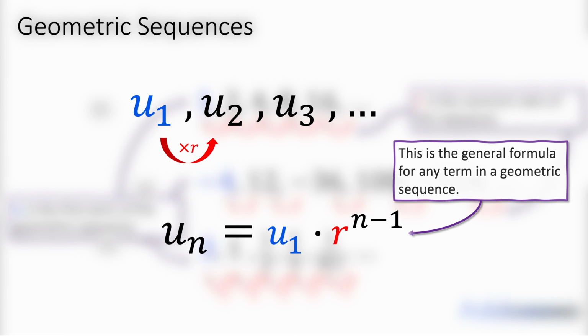To find the nth term, or the general term of the sequence, the formula is Un equals U1 times R to the power n minus 1. So for example, if you want to find the 10th term of the sequence, you'll put 10 as n into this expression here. You might want to screenshot that before we continue.